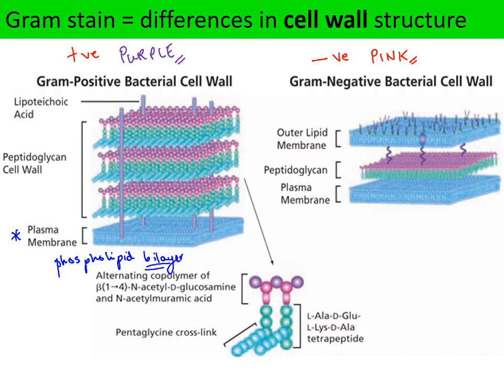Now this phospholipid bilayer, this plasma membrane of the bacterial cell, would have proteins within it, and they might be intrinsic proteins that span the 2 phospholipid layers, or they might be extrinsic proteins that sit on the outer layer of phospholipids, or even sit within the inner layer of phospholipids. But sitting on the outside of the phospholipid bilayer, the plasma membrane, is a thick layer of peptidoglycan.